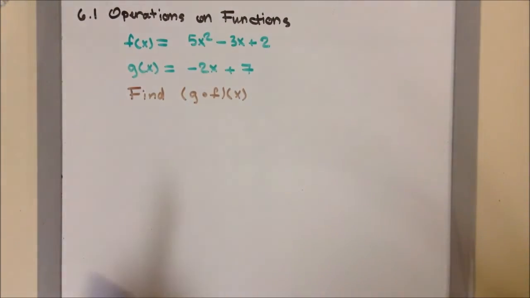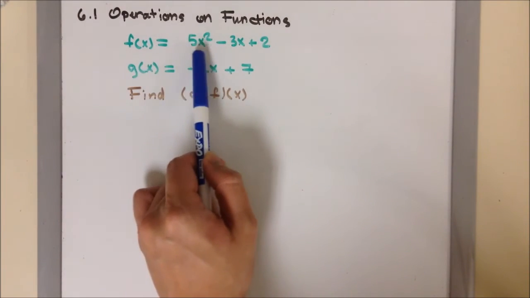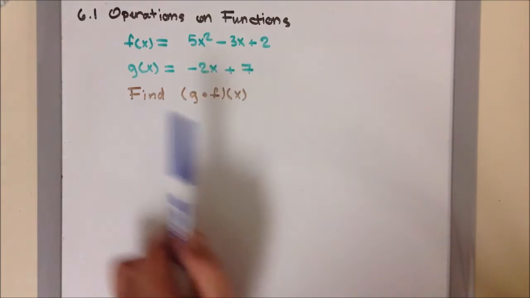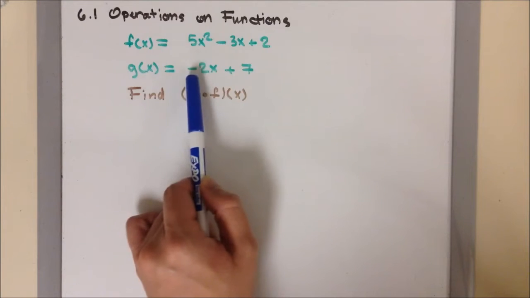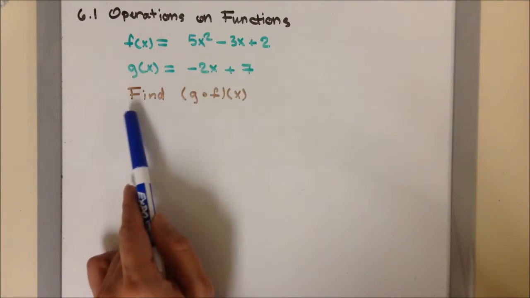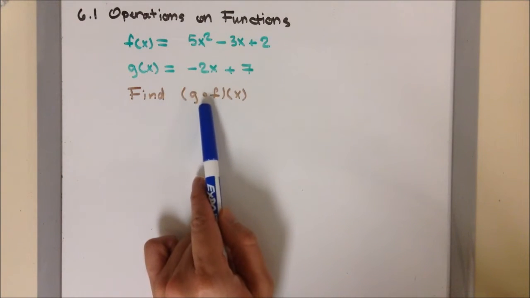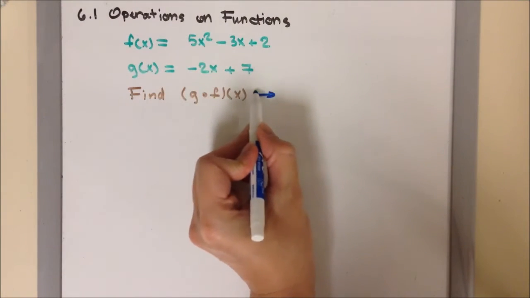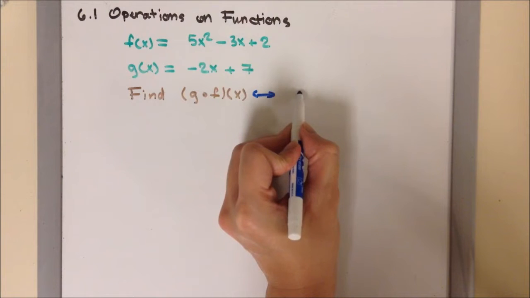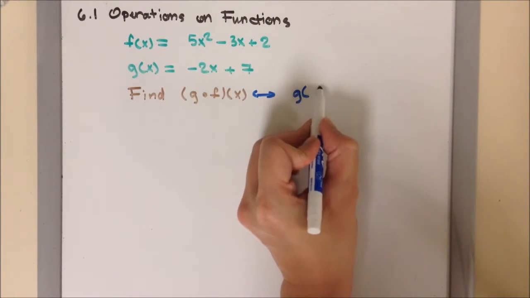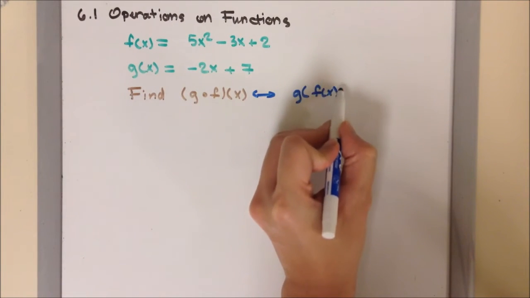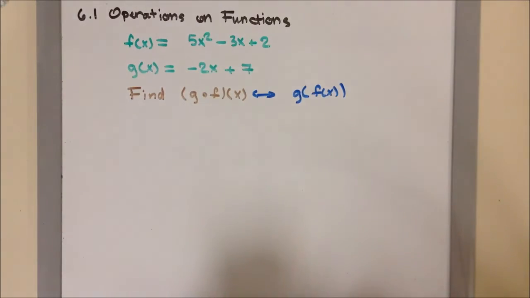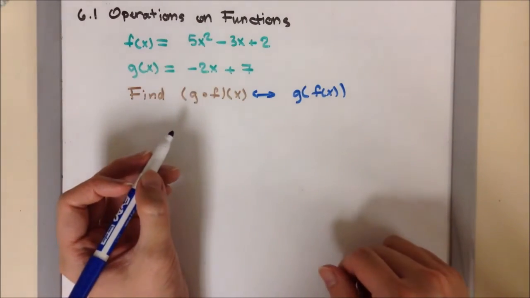In this example, we have f of x equals 5x squared minus 3x plus 2. And we have g of x equals negative 2x plus 7. Our question is find g of f of x. So again, that means that you're basically going to plug in f of x into g of x. So let me show you how this works.